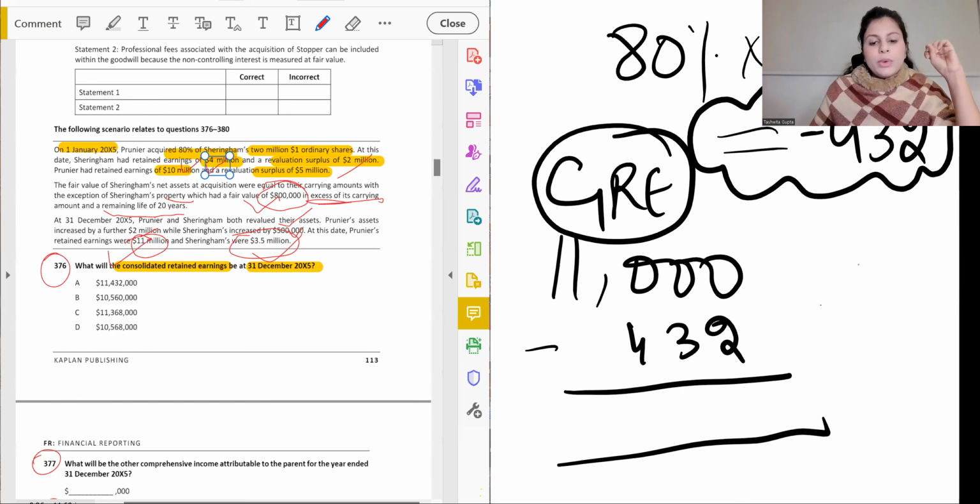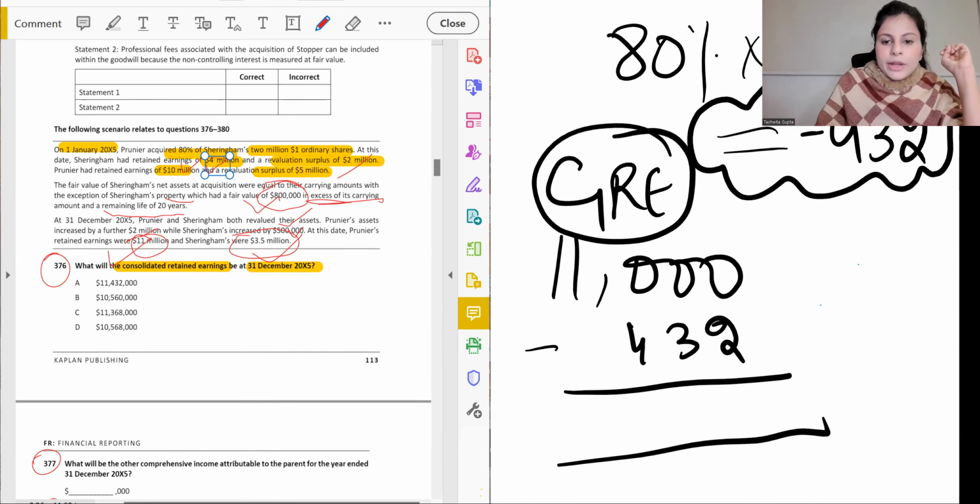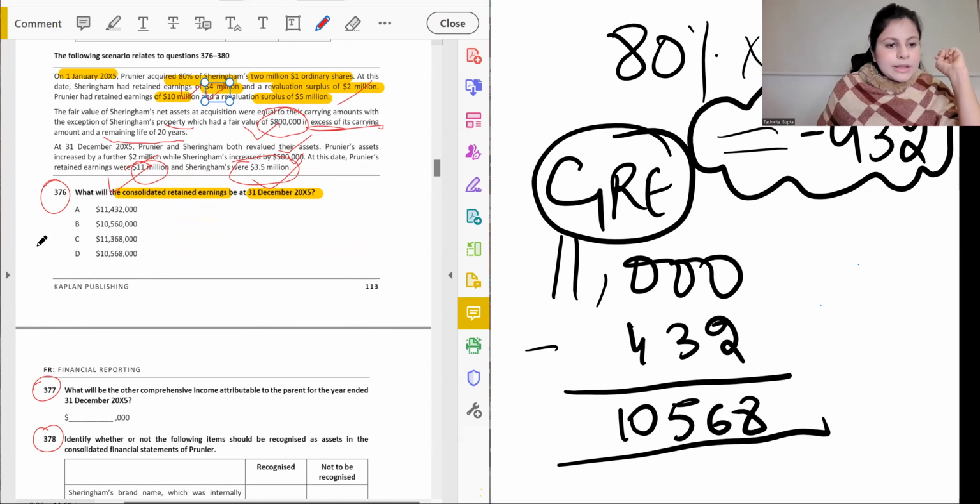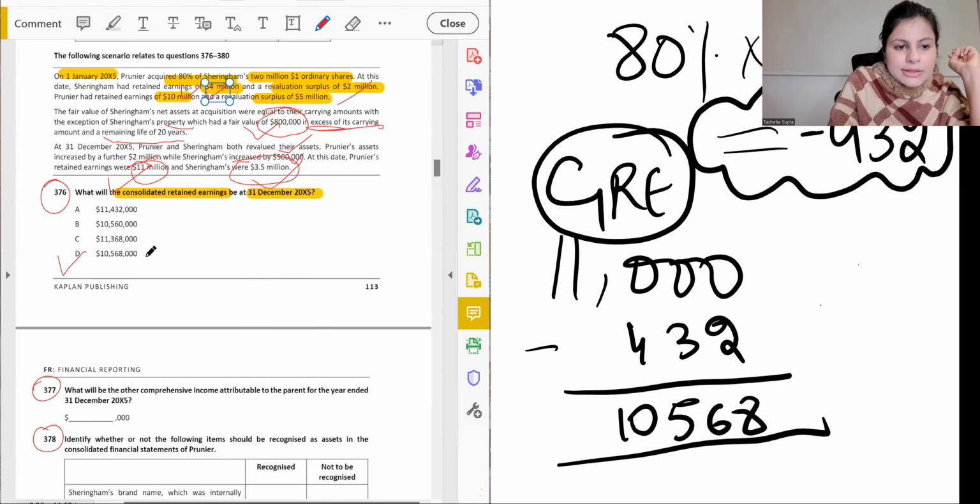11,000 minus 432. Very good. 10,568. So what is my answer here? Can we find 10,568? Be the Dora the Explorer. Can you see 10,568? Yes. Option D is my answer, and that's the correct answer.